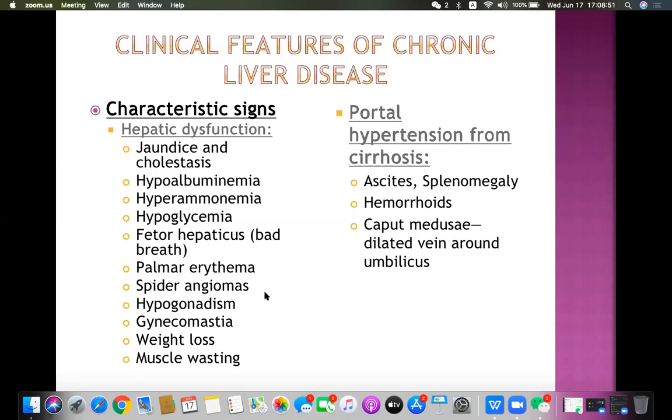Weight loss and muscle wasting are a very important part of hepatic dysfunction in chronic liver disease. Now let's talk about portal hypertension. Let me tell you one thing in the beginning: why does portal hypertension develop in cirrhosis of the liver? You need to clearly understand this, and many students don't know why it happens.